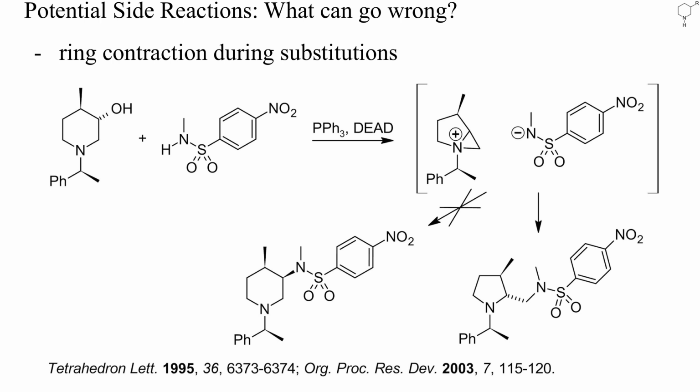These ring contractions proceed by intermediate aziridine formation, as sketched here. The reverse is also true, and nucleophilic substitutions at activated hydroxymethylpyrrolidines can yield 3-substituted piperidines.